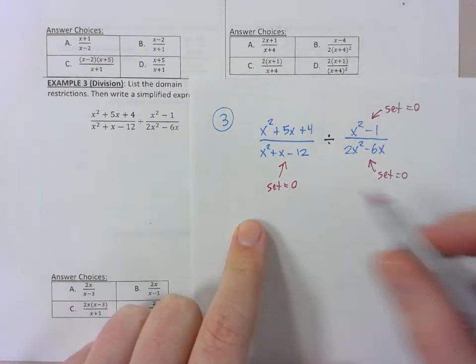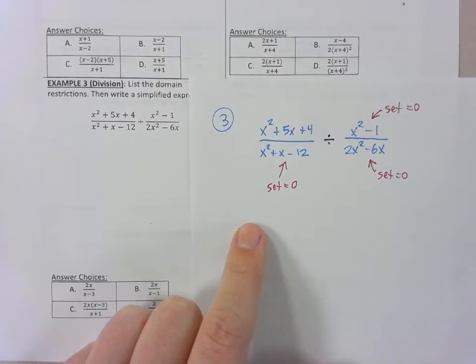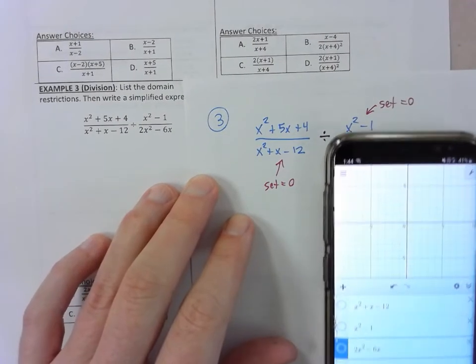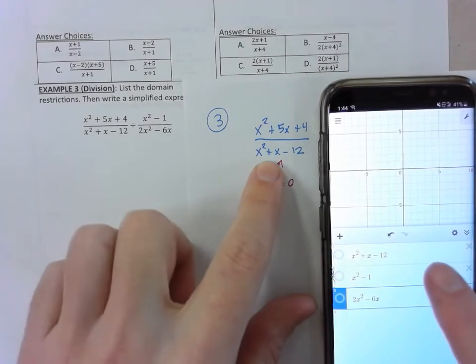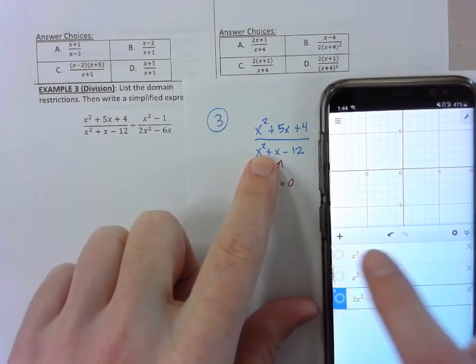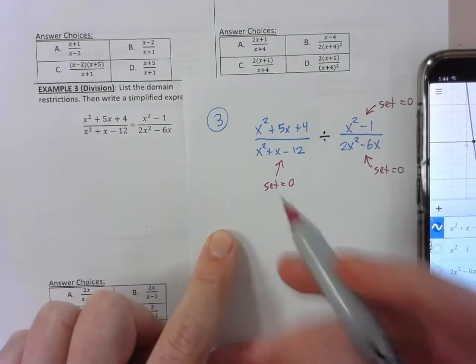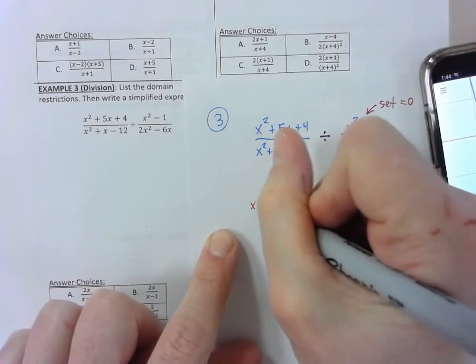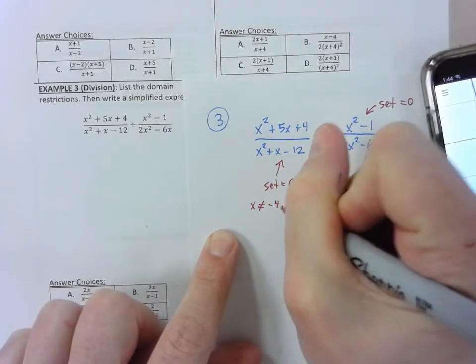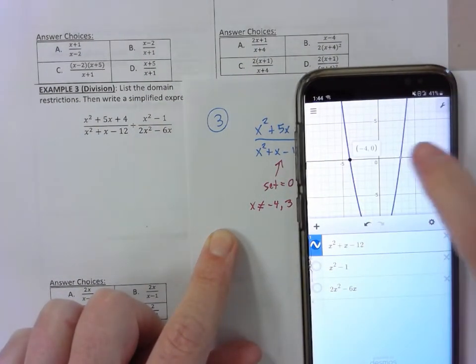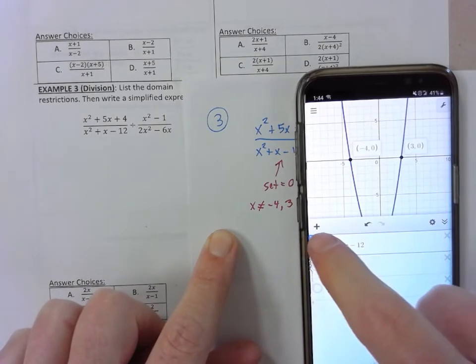So we can do that here. Why don't you pause the video and try it on your own? And I'm just going to get you those restrictions right from Desmos. Okay, so if I'm getting the zeros from this denominator, if I turn that on, it looks like it's going to cross at -4 and +3. So my restrictions for this one, x cannot equal -4 or +3.